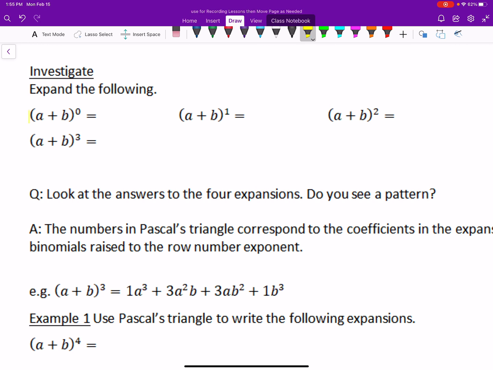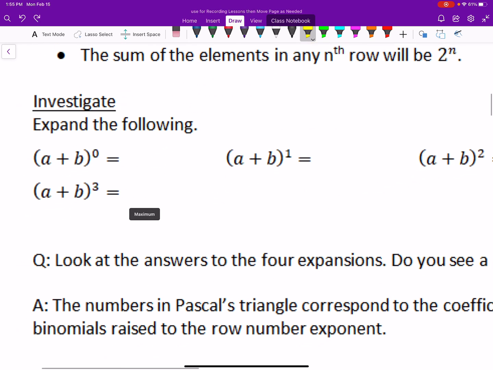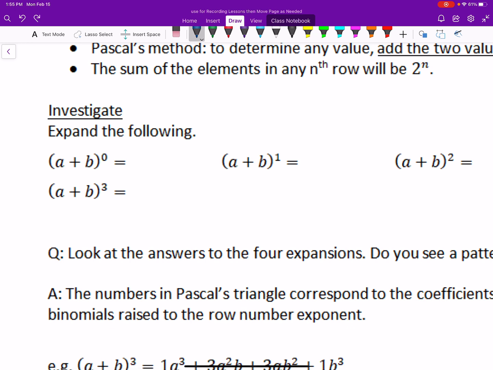So this first one here, we've got a plus b, that's a binomial, to the exponent 0. We know that anything to the exponent 0 equals 1. So it doesn't matter that it's a binomial, it's a, it's b, whatever. If it's to the exponent 0, and this whole bracket here is to the exponent 0, it's equal to 1. This next one, we know that anything to the exponent 1 is just itself. So a plus b to the 1 is just going to be a plus b.